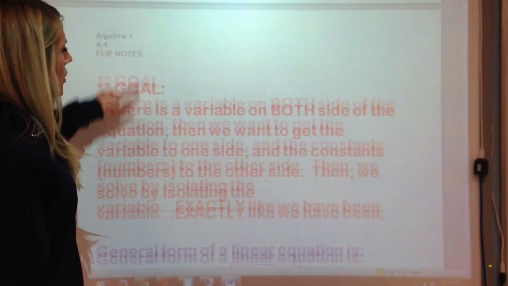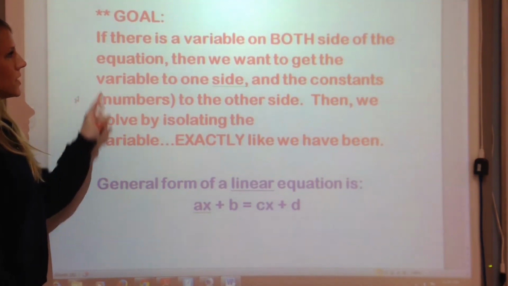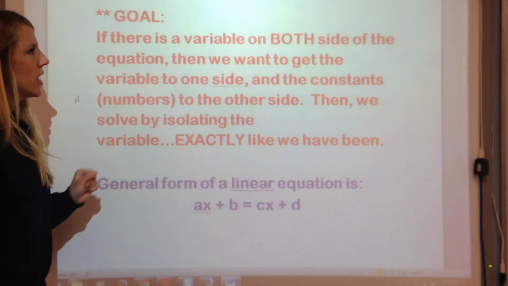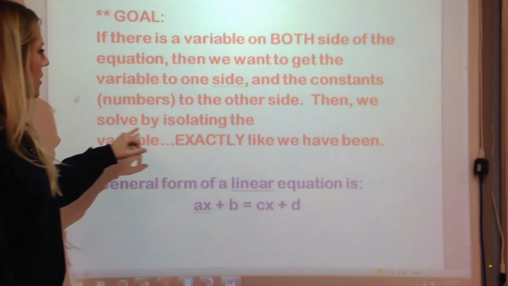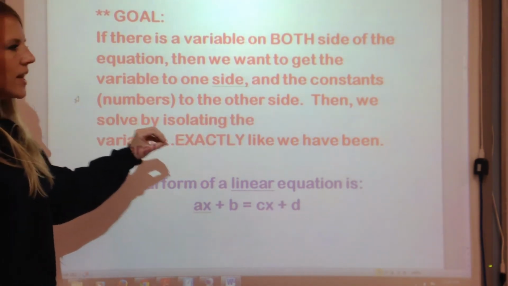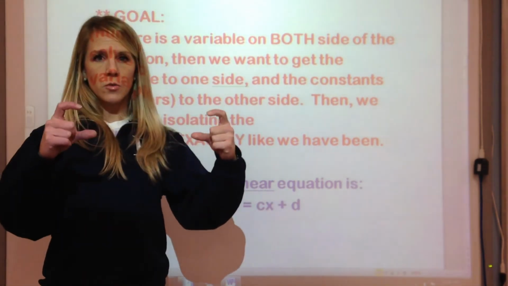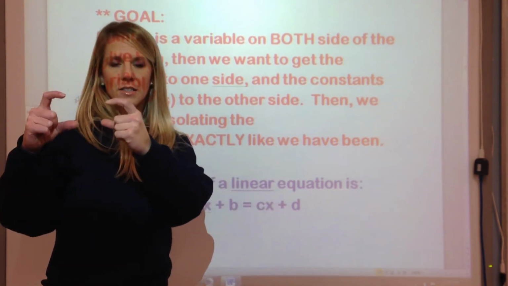Okay, so here's the goal. If there's a variable on both sides of the equation, then we want to get the variable to one side of the equation, and the constants, and constants are just numbers, to the other side. Then we solve by isolating the variable exactly how we have been doing. So again, the goal: get the variables to one side of the equal sign, and the constants, the numbers, to the other.